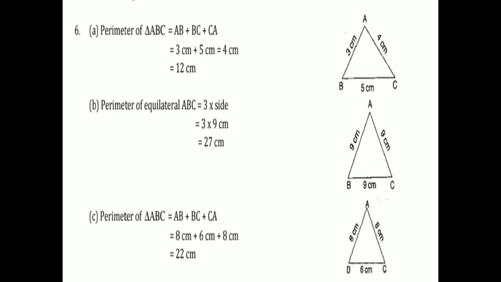Then you write perimeter of triangle ABC. If you don't want to make a figure, then you write simply the sum of all the sides. That is also fine. AB plus BC plus CA. Then you put the values: 3 centimeter plus 5 centimeter plus 4 centimeter. When you add it, the answer comes 12 centimeter. Then the perimeter of an equilateral triangle formula is 3 into side, 3 into 9. Answer is 27 centimeter. Then C part, perimeter of triangle ABC. Sum of all the sides, you add them, you get the answer. 8 plus 8 is 16. 16 plus 6 is 22. Clear? Like this manner you do.